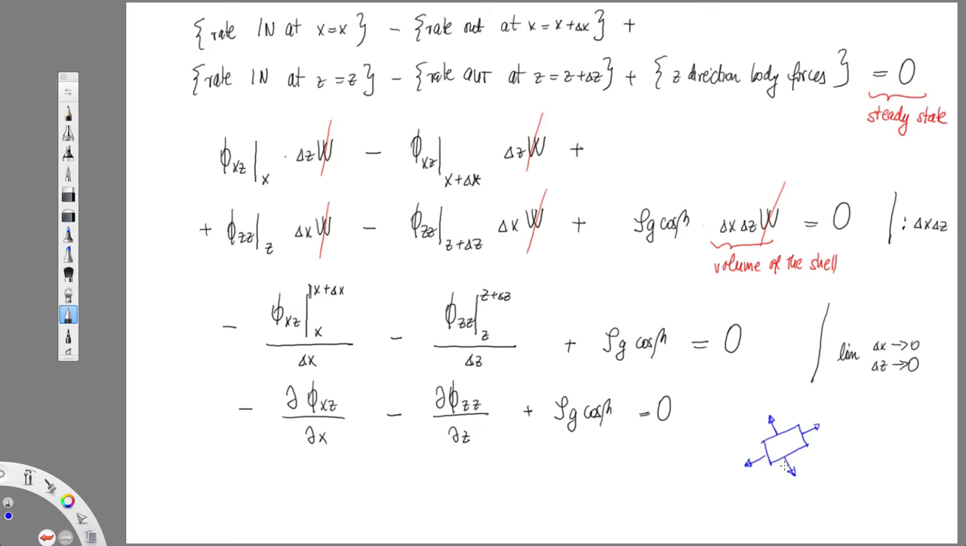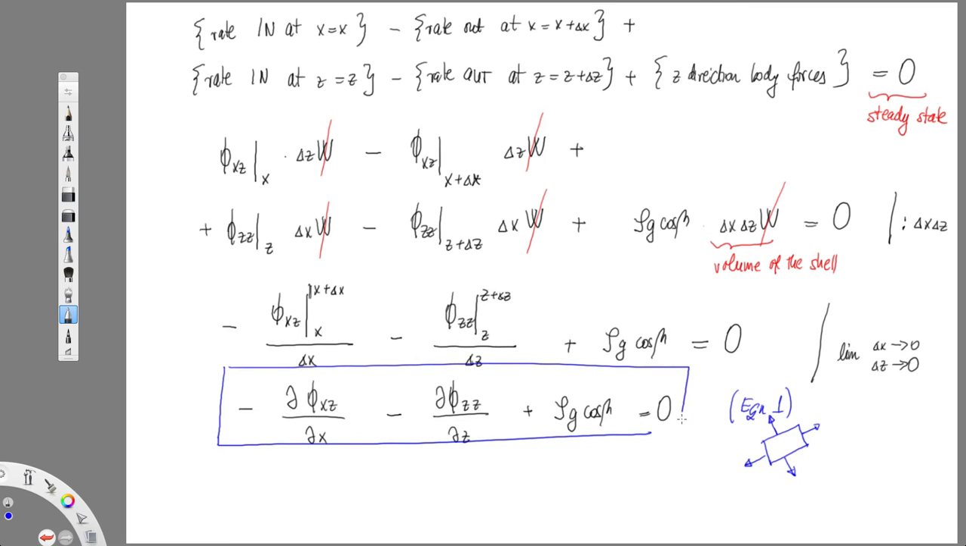This long story possibly has confused you, but this is if you have seen integral formulas. So this is what I'm going to call equation one. This is my main PDE describing z momentum transfer.